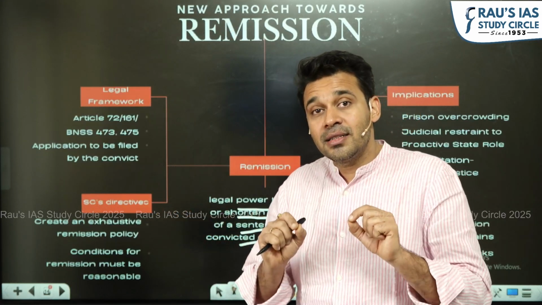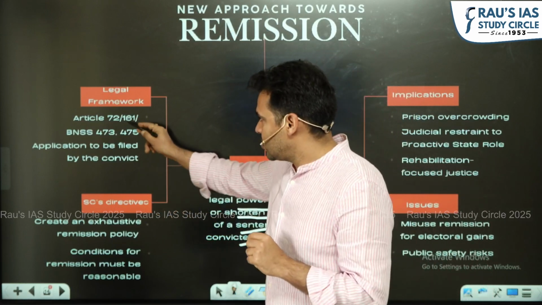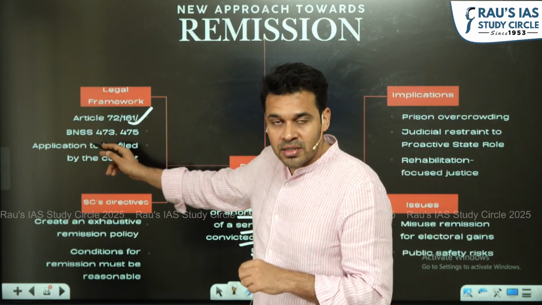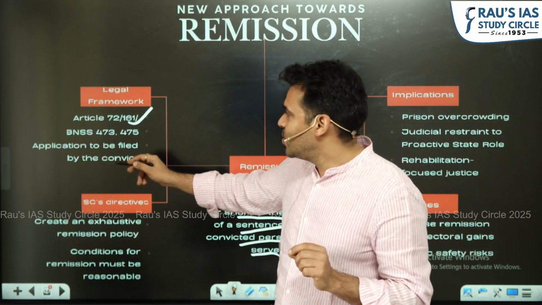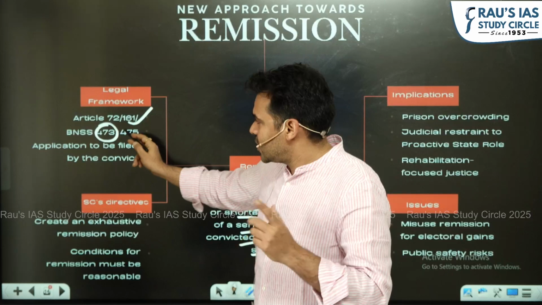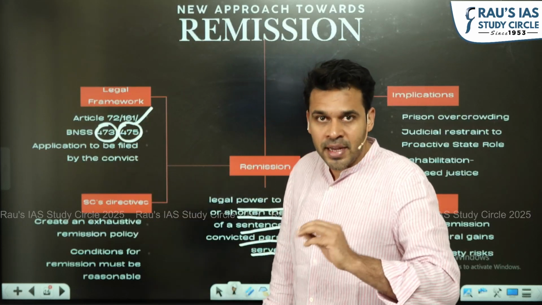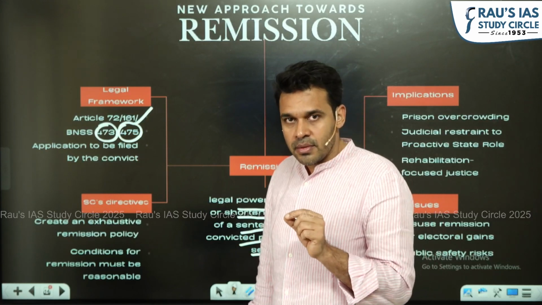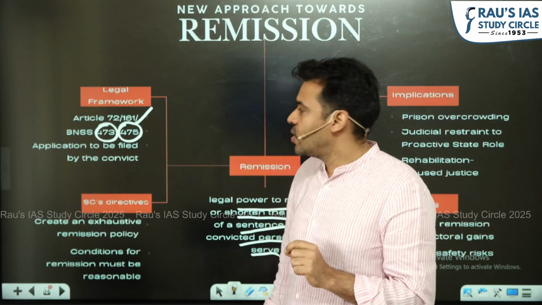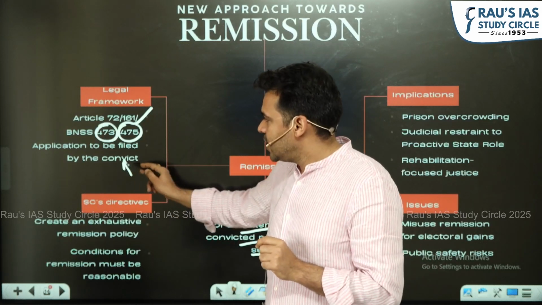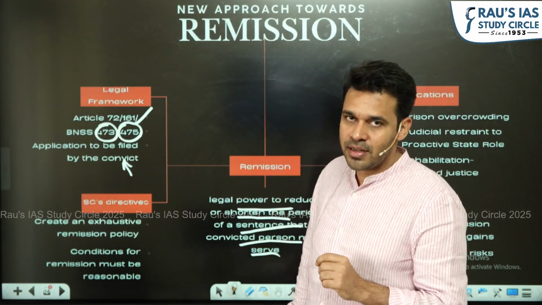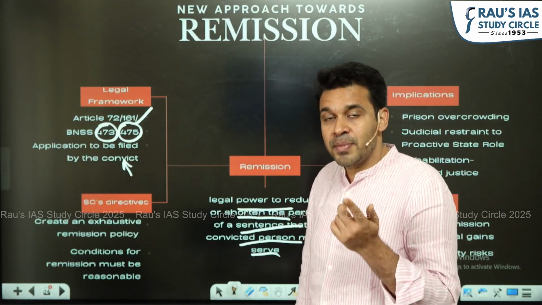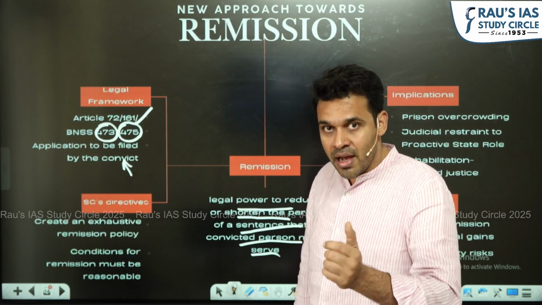And so you can see this is a state power. The provision exists in the Constitution, Article 72 and Article 161. At the same time, the Bharatiya Nagarik Suraksha Sanhita, the criminal procedure code, also provides under sections 473 and 475 mechanisms of remission. Now, so far, whether a person will get remission or not, that request has to be initiated by the prisoner himself or herself. The state cannot suo motu give remission unless and until the application is specifically made by or on behalf of the prisoner.